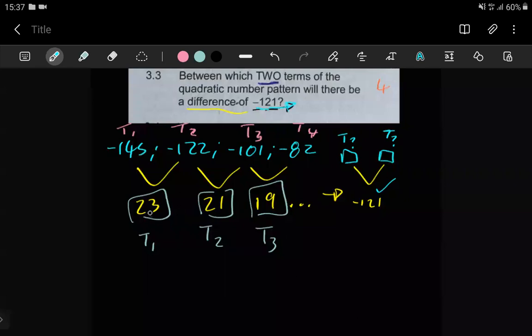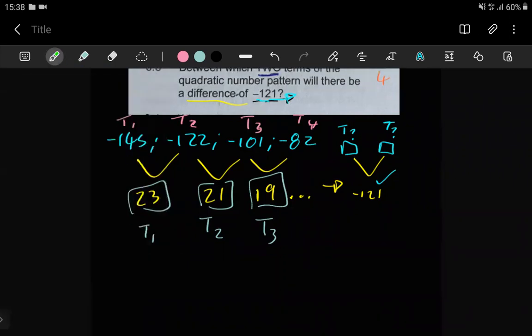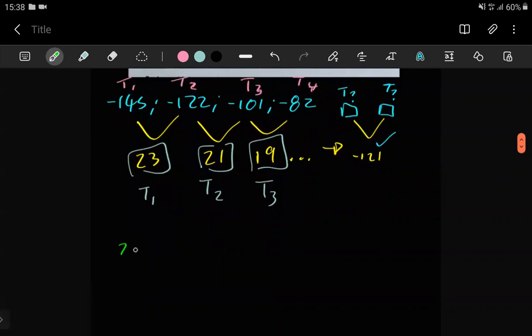So in this sequence with the yellow, we just have to find out where negative 121 will be, and then reverse engineer that question. To start off, this is just an arithmetic sequence, because it's just 23, 21, 19. Somewhere along the lines, there's negative 121. We don't know where it is.